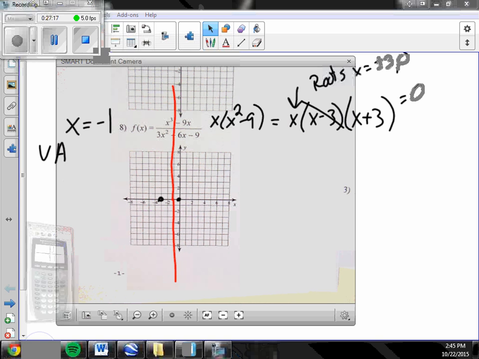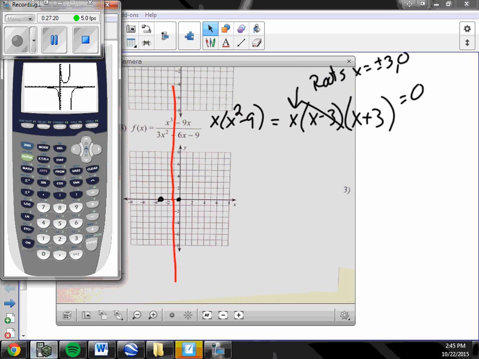So let's graph. You might as well just graph the original instead of having to multiply everything back together. So x to the third minus 9x divided by 3x squared minus 6x minus 9. And we should see a slanted asymptote in here somewhere. There it is. So the slope of that asymptote is 1/3, which is what we got from dividing the first two terms.